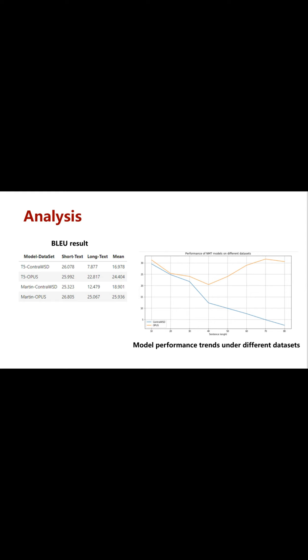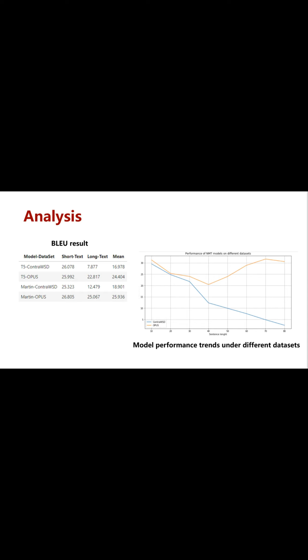The left table shows the performance of the two NMT models for long text and short text processing on the two datasets. No matter T5 or Marian MT, there is no obvious difference in the processing of long text and short text in the ordinary all-pass dataset. However, on the ContraWSD dataset with ambiguous words, the performance of both models on short text is significantly higher than on long text. Therefore, compared with long text, the two models perform better in short text translation tests with ambiguous words.